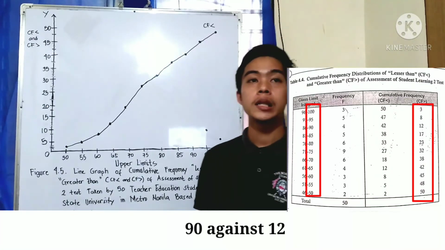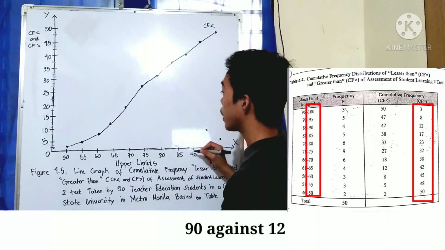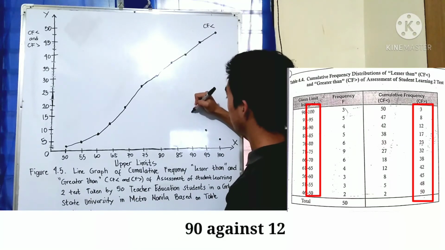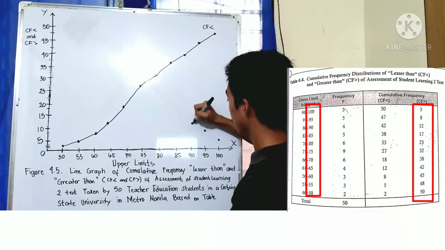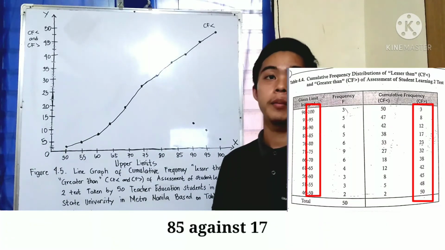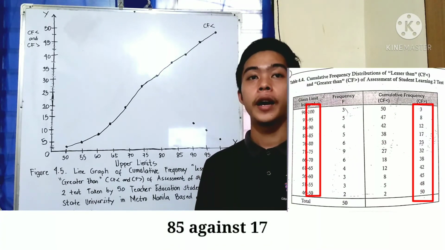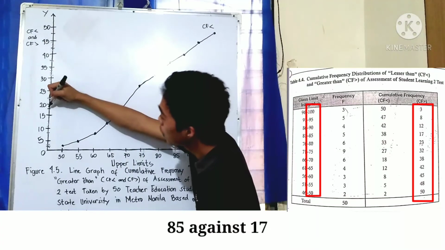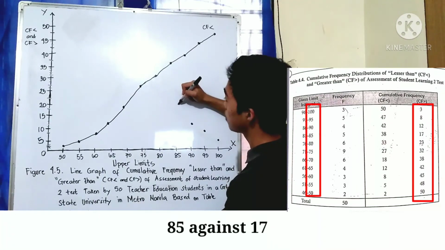Next, in the upper class limit of 90, we will plot 90 against 12. So 90 against 12. Next, in the upper class limit of 85, we will plot the dot 85 against 17. So 17 must be here. So 85 against 17.